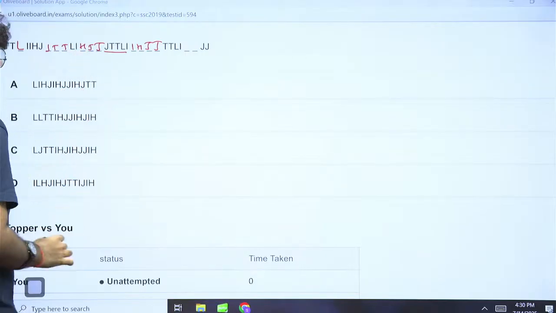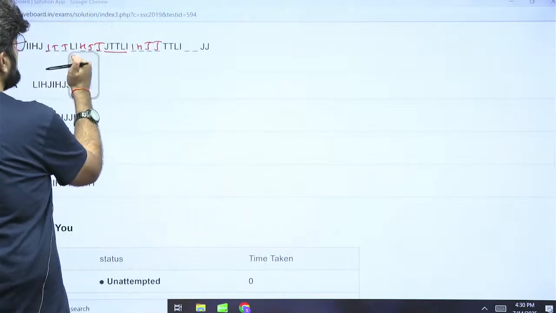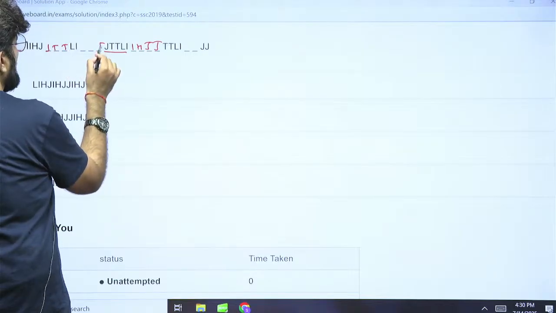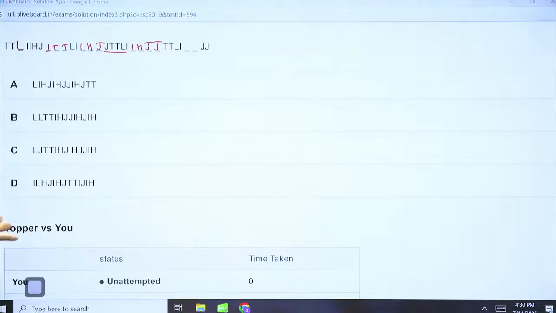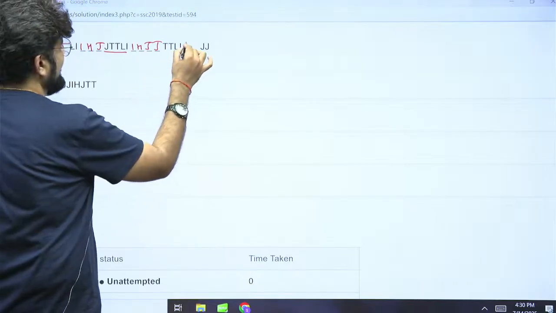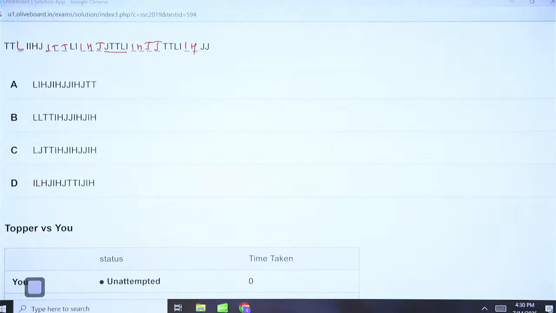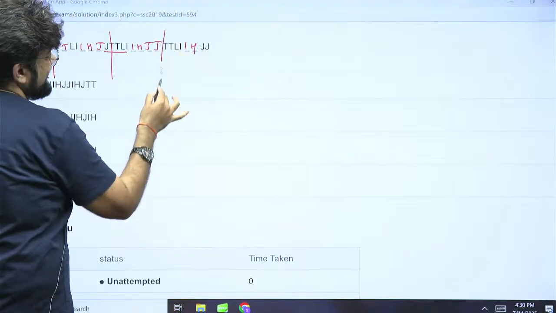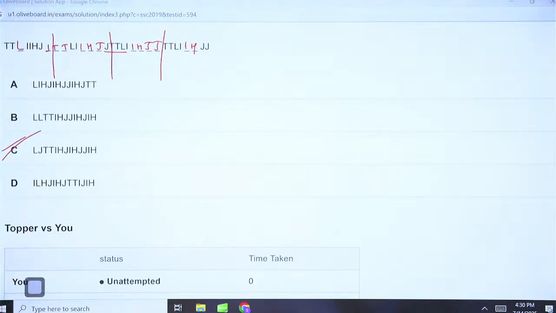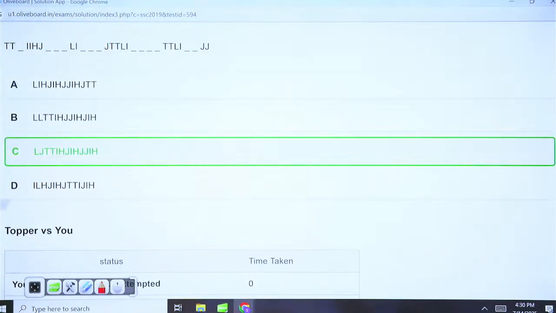No. What have I done? L double I H, L I H. Done. So LJTT, option C is the right answer. What is the repeat pattern? TTLIIH JJ, TTLIIH JJ, TTLIIH JJ. So option C is the correct answer.